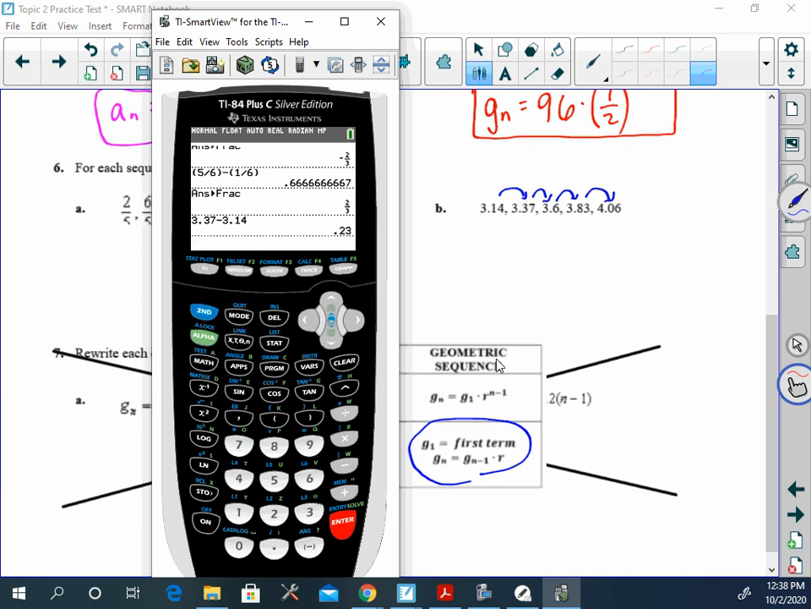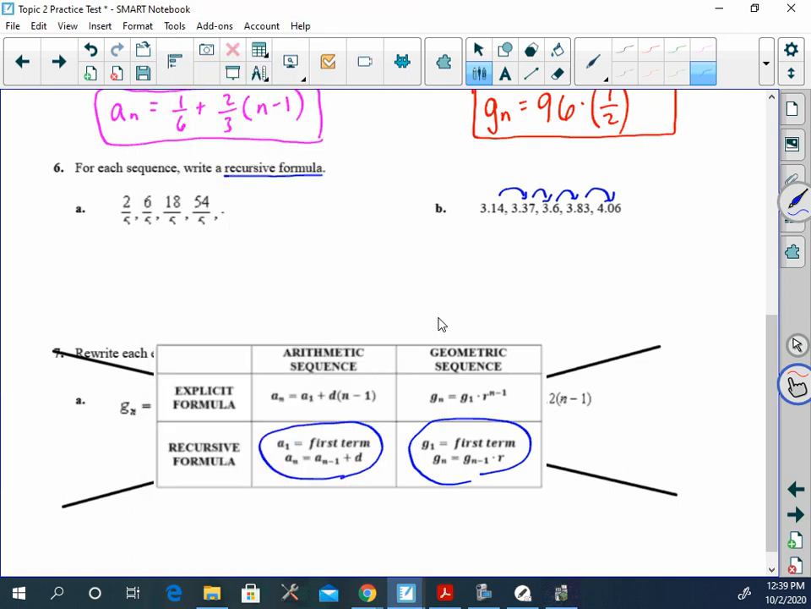And then I want to see if that holds up. So if I start with 3.14 and I add 0.23, that gets me the second term. We already know that. And then I add 0.23 again. Does that get me the third term? And it does. And then I add 0.23 again. If I continue to add 0.23, it's working here. So this one, if we're adding the same thing each time, it's arithmetic. So I'm going to go ahead and write that. And you can then see that your common difference here was 0.23.